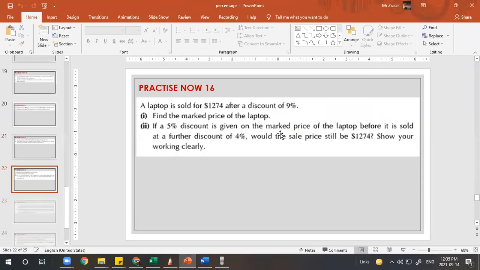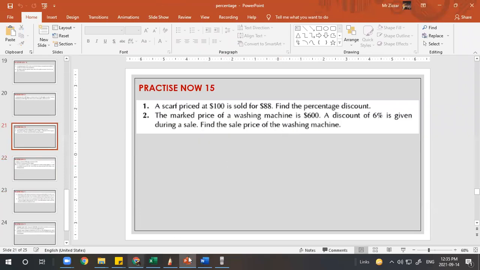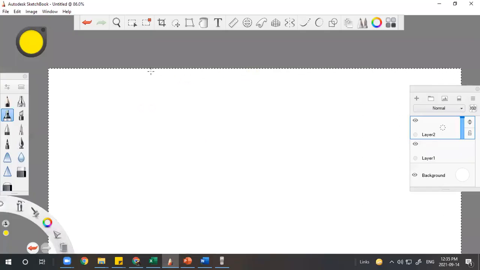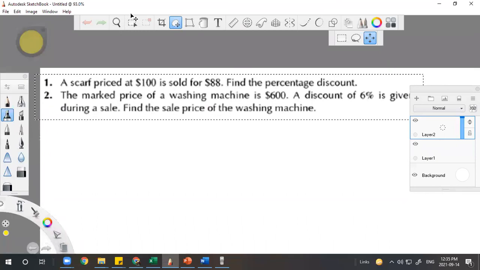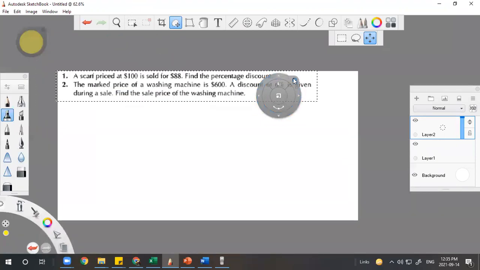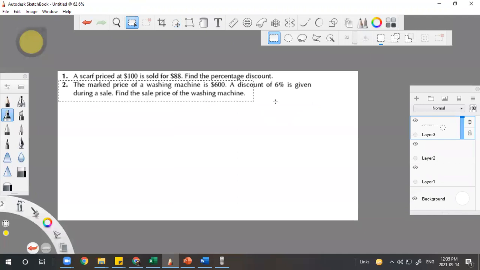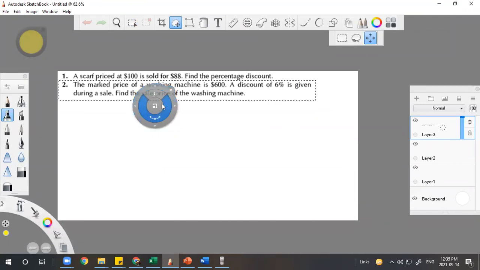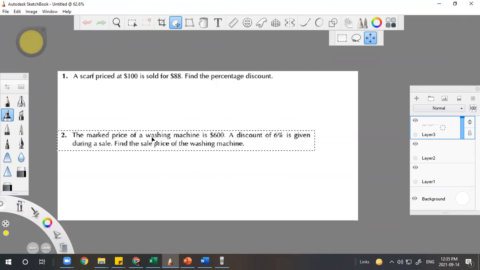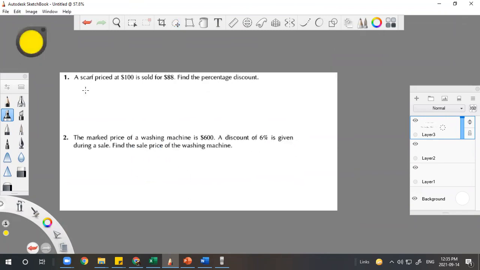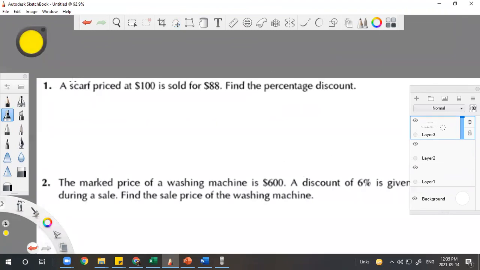Okay, there are still many questions, guys. So you have to pay attention in this question, and I hope that you can do this well. I want to do it downwards. Okay, like this. A scarf priced at $100 is sold for 88. Find the percentage of the discount.